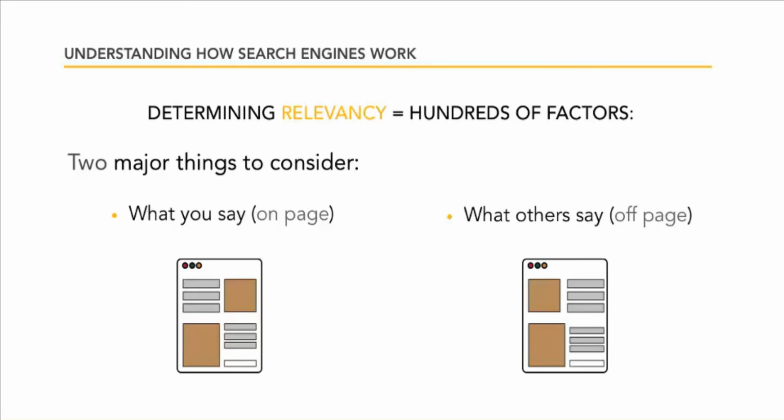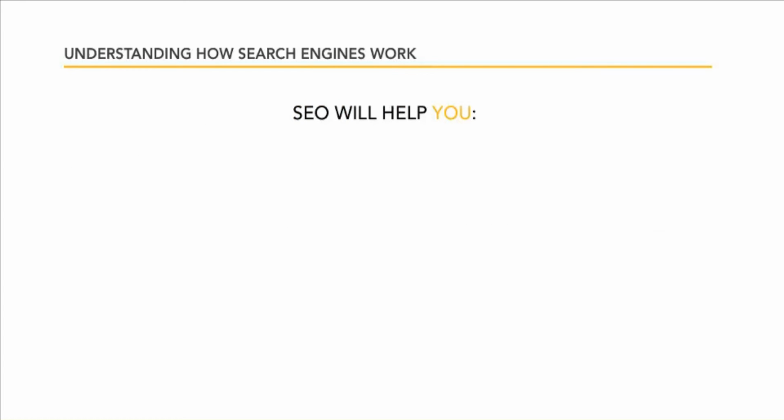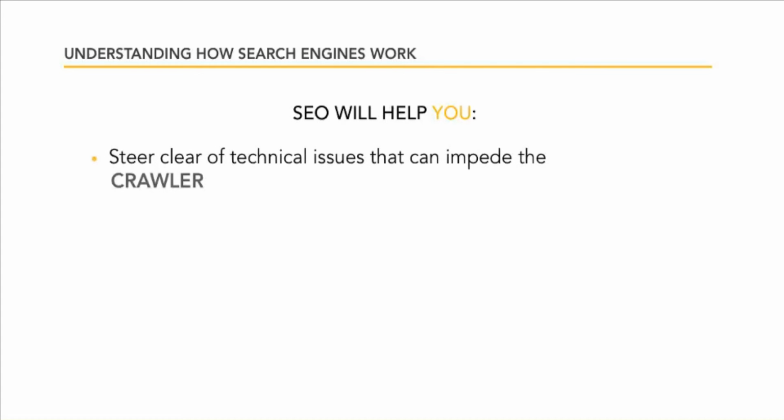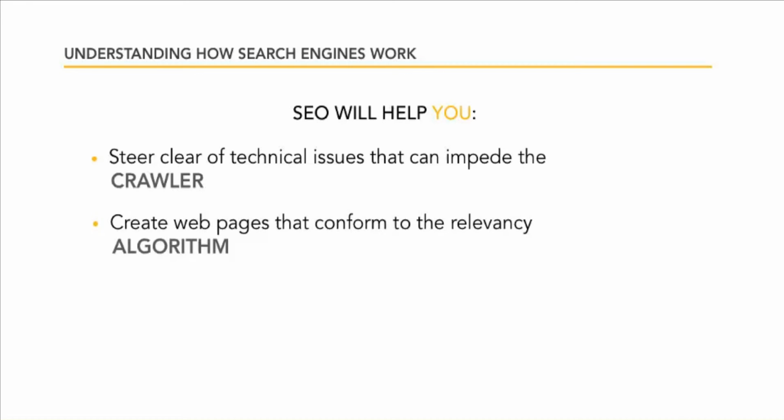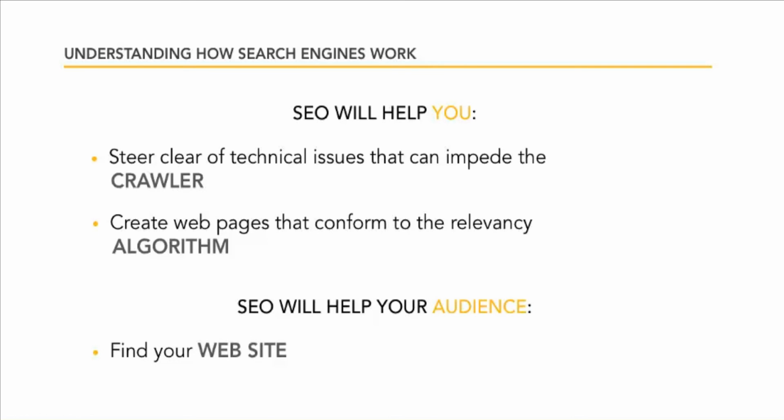Given how search engines work and what they're looking for, what search engine optimization, or SEO, does for you is help you to steer clear of any technical issues that can impede the crawler from finding, reading, and indexing the pages of your website. And it helps you create pages that conform to the search engine's algorithms by making sure your site is relevant to what people are looking for and interesting or unique enough for other people to link to it. And SEO will help your audience find your website.